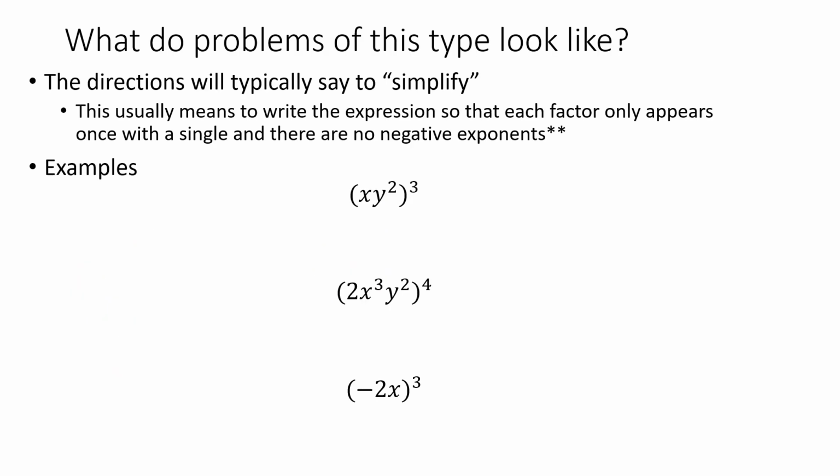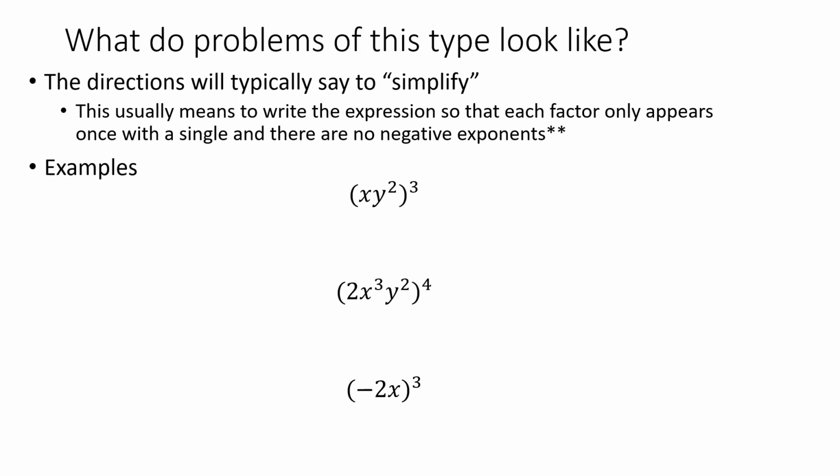So what do problems of this type typically look like? Well, the directions will typically say to simplify. So you're not going to see the word solve. Solve means you're looking for the value of the variable that makes it true, and there's no equal sign here. So typically the directions will say to simplify. Now, what it means to simplify, that can get a little bit dicey. This usually means to write the expression so that each factor only appears once, so that you don't have x's or y's in multiple places in the problem.